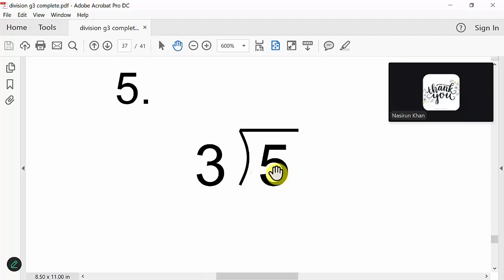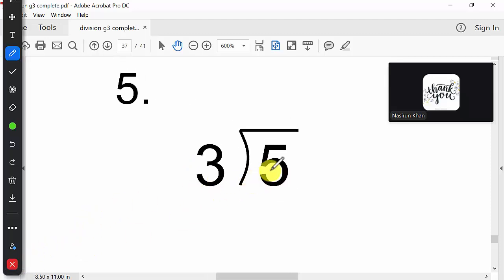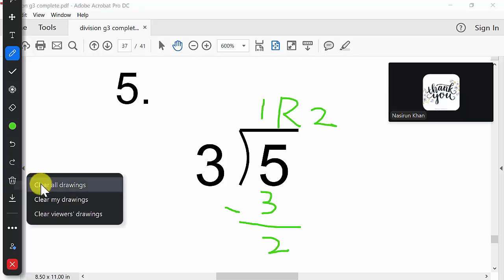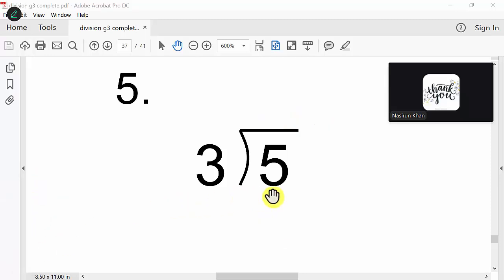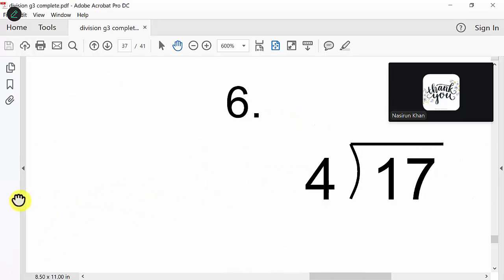5 divided by 3. We know that 3 times 1 is 3, times 2 is 6, so we use 1. 1 times 3 equals 3, and 5 minus 3 leaves the remainder 2. So 1 remainder 2. The quotient is 1, the remainder is 2. So that's the answer. Let's do number 6. I hope you get the idea of how to do this.